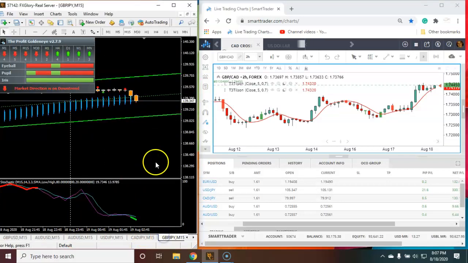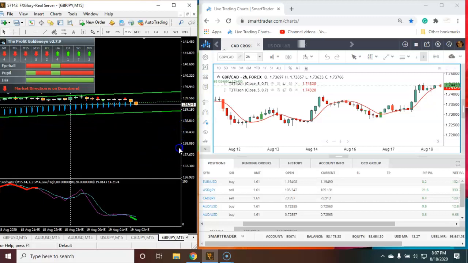And pound yen is pulling back. So I'm going to wait for this retracement to finish because pound yen should continue to rally. But right now the yen is strong. That's why Canadian yen is going down. We're up 9 pips so far on this pair.